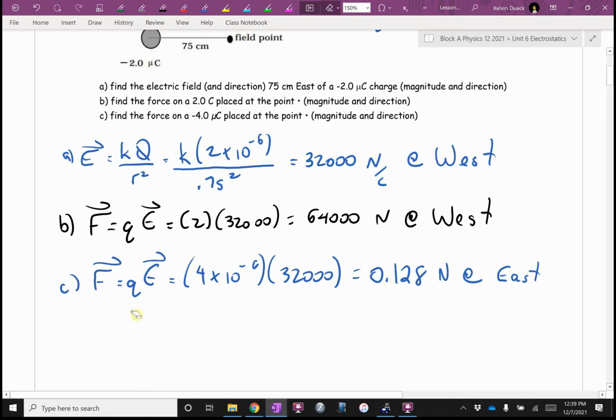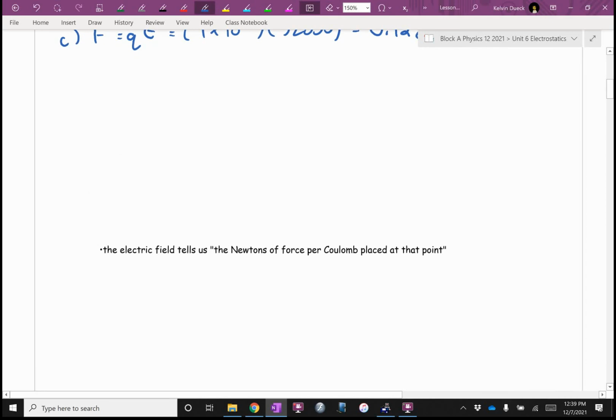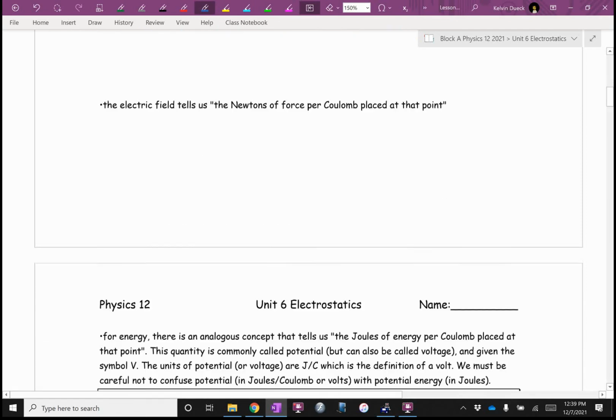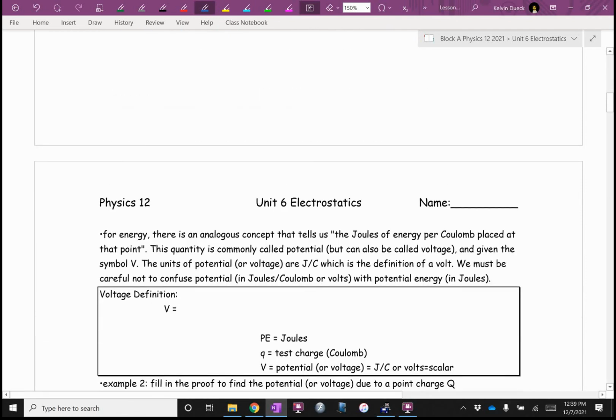And again, notice if I know the electric field, I've got a bit of a shortcut to find the force. What does electric field tell us? Electric field tells us how many newtons of force each coulomb of charge at that location will feel. For energy, there's something similar, except it doesn't tell us how many newtons each charge feels. It tells us how many joules of energy each coulomb has at that location. And we call that potential. Not potential energy, just potential.